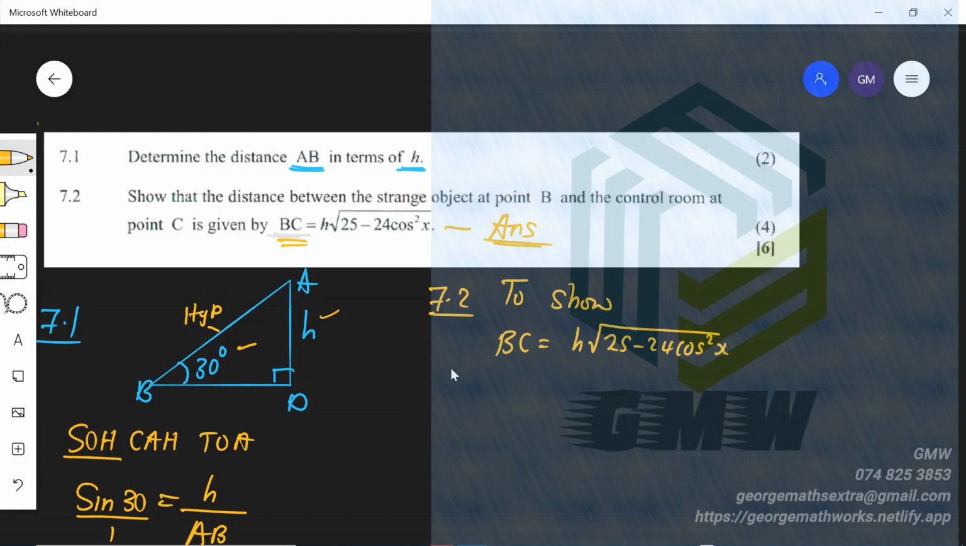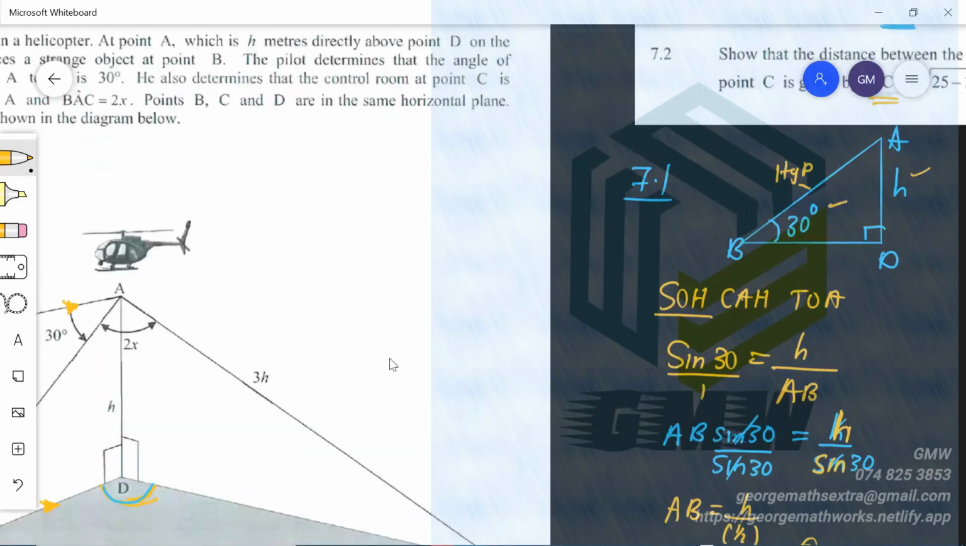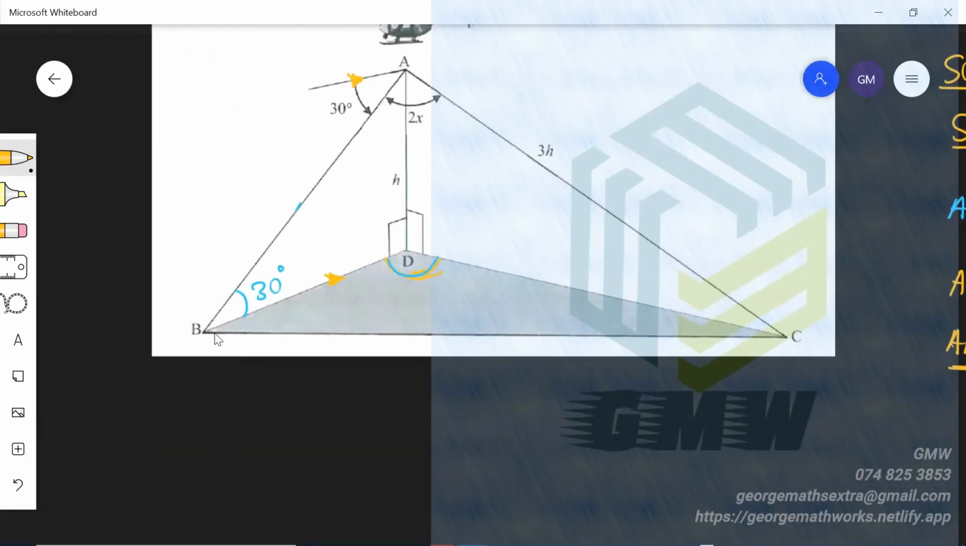But the question you ask yourself that creates an equation is, how do I find BC? That's the actual question you want to answer. How do I find BC? So let's go to the diagram. Do you see where BC is? This is B, this is C. We got this side to be 2h. And I am being asked about BC.